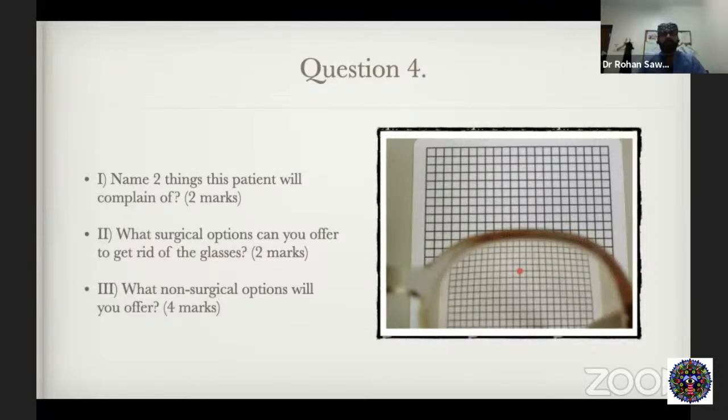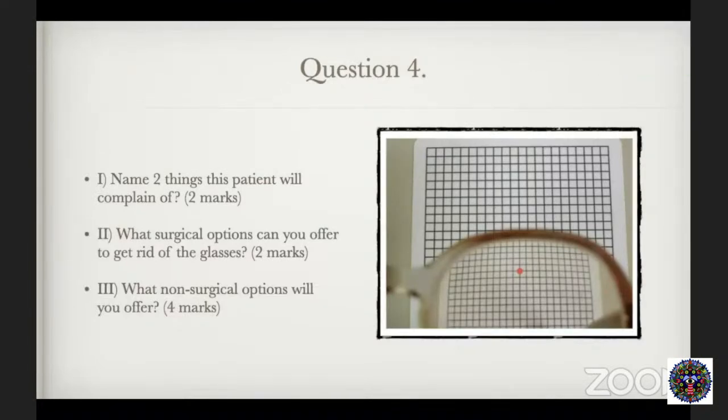Right. So this is the next question. Carefully look at this picture. First question is 2 things that the patient will complain of. Each will have 1 mark. So 2 marks for this question. Second, what surgical options can you offer to get rid of these glasses? And what non-surgical options will you offer?